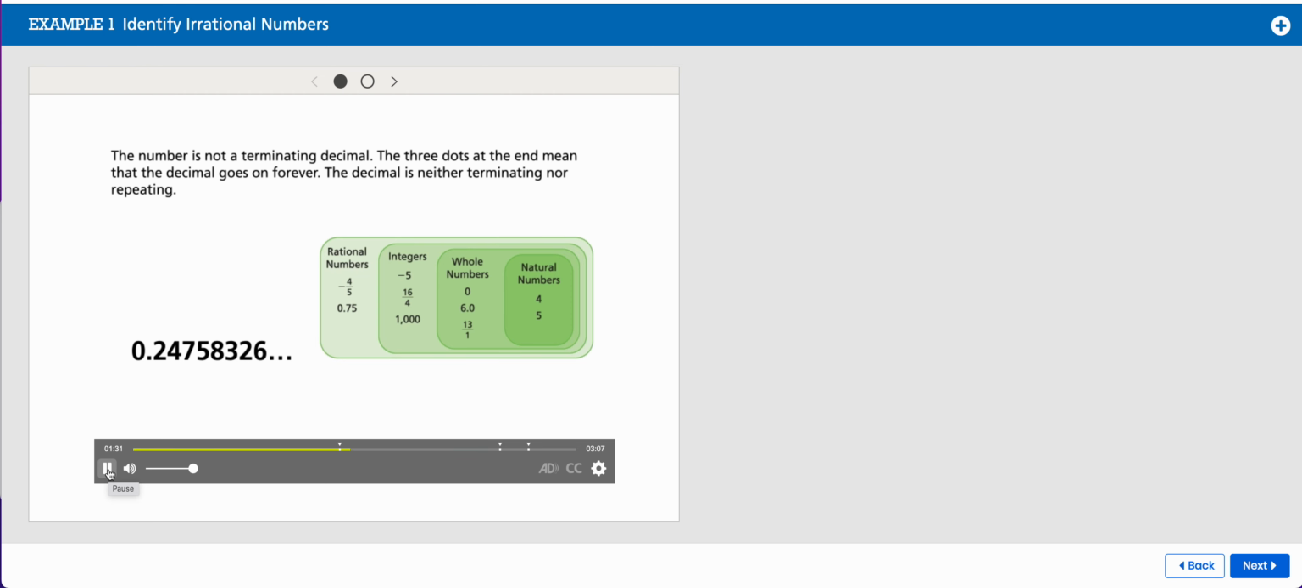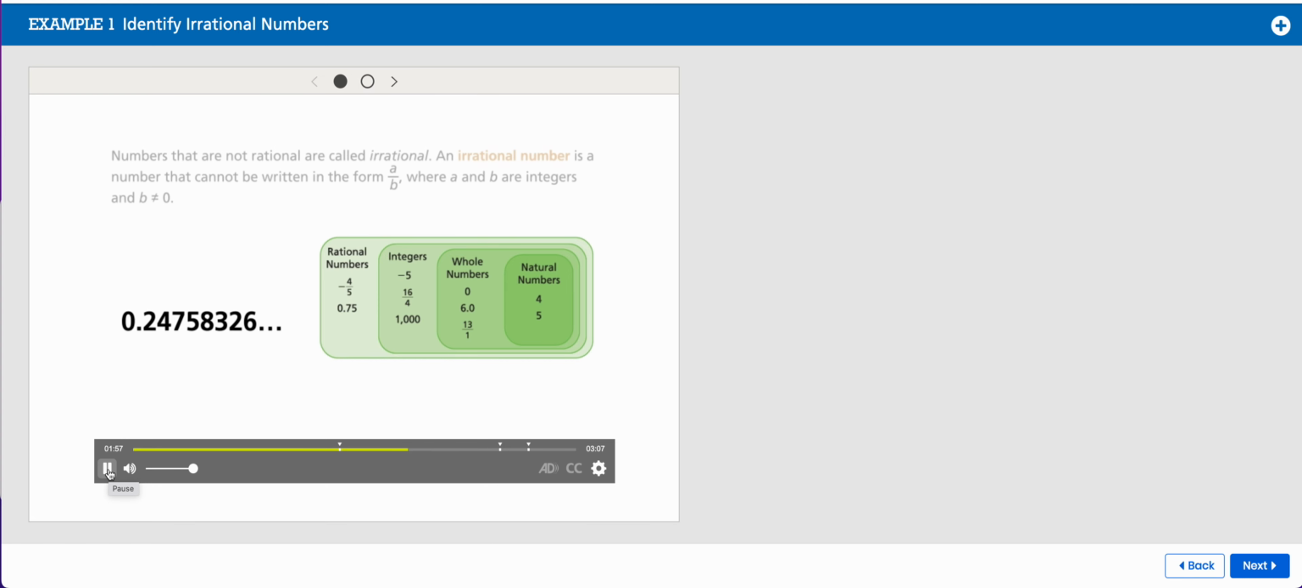The number is not a terminating decimal. The 3 dots at the end tell us that the decimal goes on forever. We don't know what they are, maybe 5, 8, 3, but we do know that they are not repeating, nor are they all 0. So is the given number a rational number? It can't be. The decimal is neither terminating nor repeating. Numbers that are not rational are called irrational. An irrational number is a number that cannot be written in the form a divided by b, where a and b are integers and b is not 0.